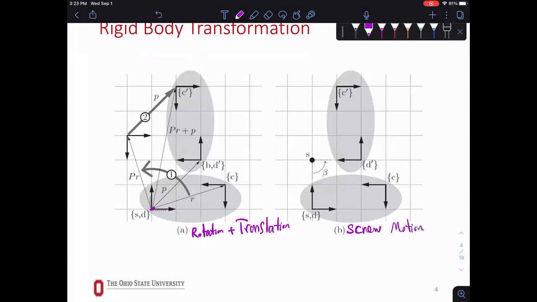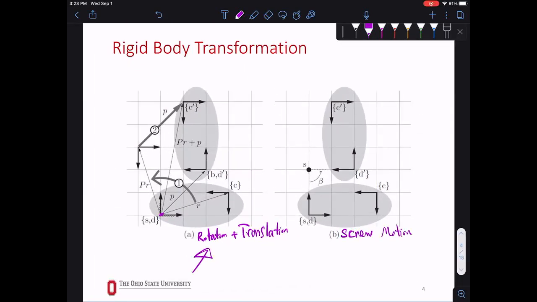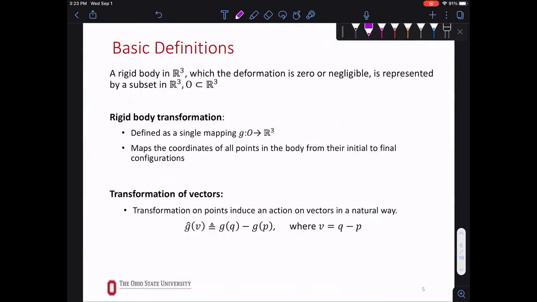Why is this important? Because you're going to create those mappings to know at any time where things are. All right. So some rigid body, we talked about it. Rigid body, the definition is that the deformation is either zero or negligible because it's not elastic. Remember that.